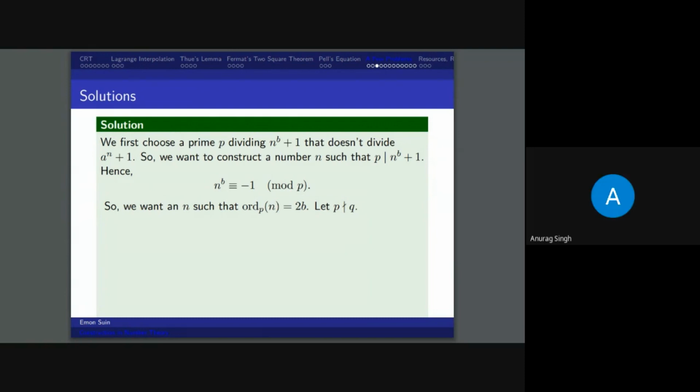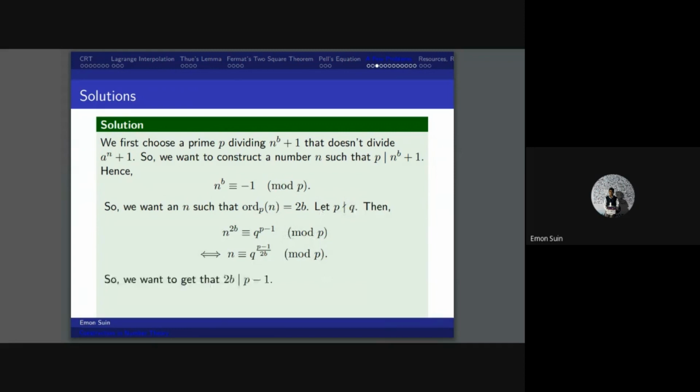Yeah, right. So that means here we will get that n to the 2b is congruent to q to the p minus 1, because we know that q to the p minus 1 is congruent to 1 mod p for any q that is not divisible by p. And then we can get, which can happen only if, n is congruent to q to the p minus 1 by 2 mod p.